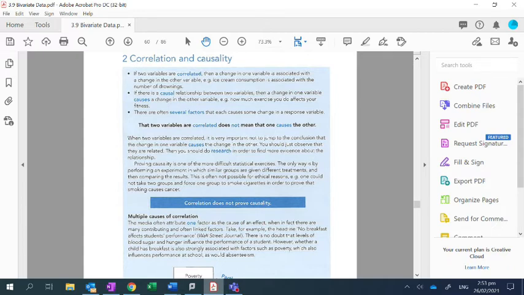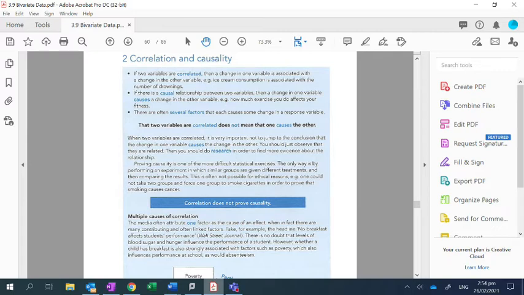So if two variables are correlated, that means that as one changes, another changes. And this is one that's very well documented. Ice cream consumption is associated with the number of drownings. In other words, as ice cream consumption goes up, drownings go up. So do you think eating ice cream causes you to drown? No. So there's something that statistics is proving is correlated, but it's not causal.